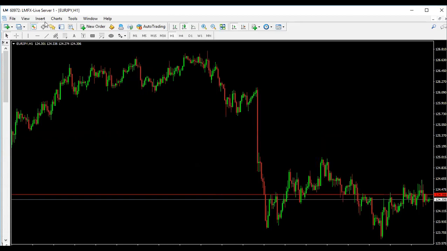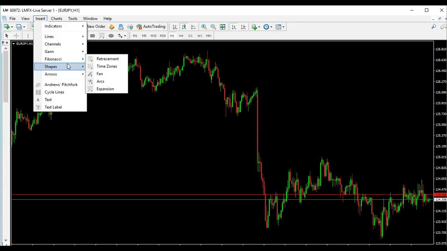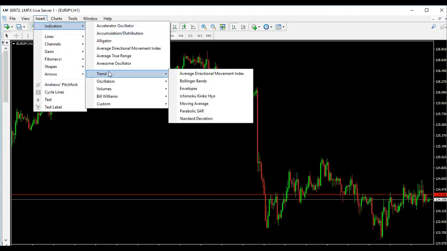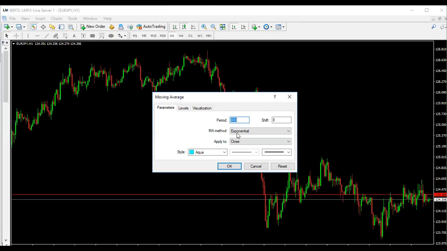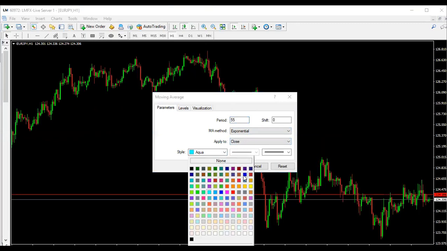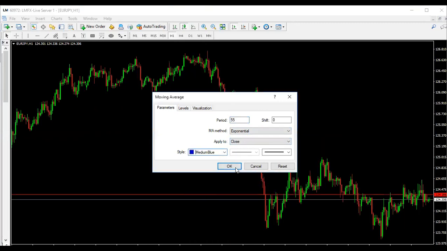The next thing we're going to want to do is add our indicators. I only use 3 indicators. Go to indicators, trend, moving average. My first one is going to be the 800 EMA, so actually we'll start with the 55. Exponential, close, and we're going to do a medium blue. Hit OK.